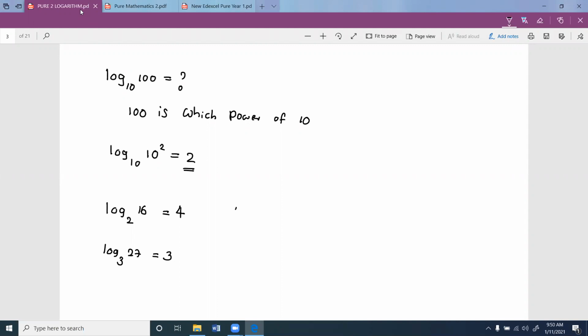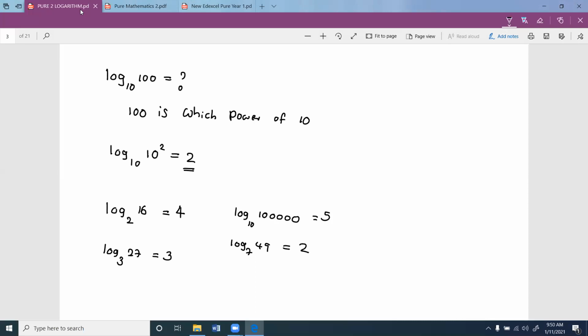If I ask you log 10, this bit, what is this? So 10 to the power 1, 2, 3, 4, 5. So the answer is 5. Understood? Right. Then if I ask you a question like this, log 7, 49. What is that answer? 49 is 7 to the power how much? 2. Answer is 2.